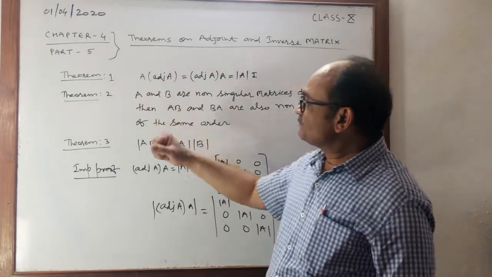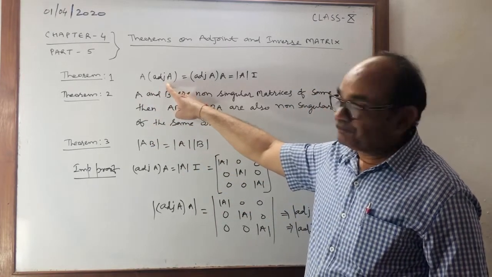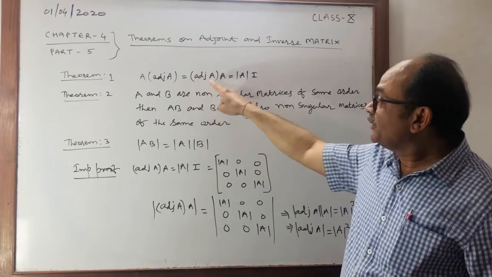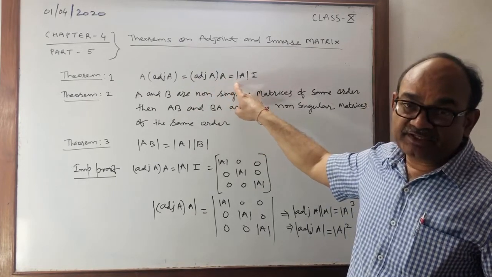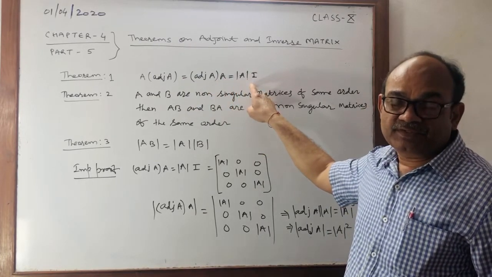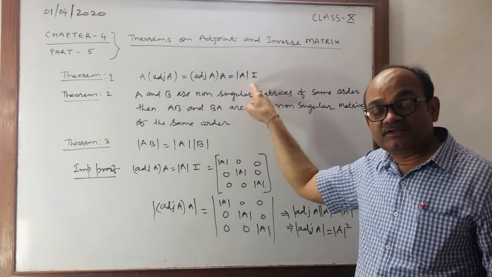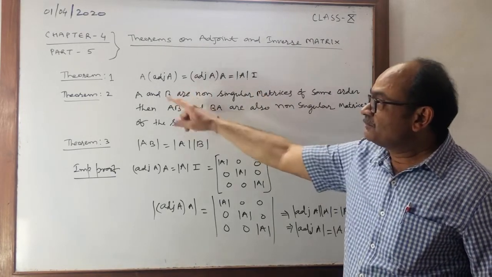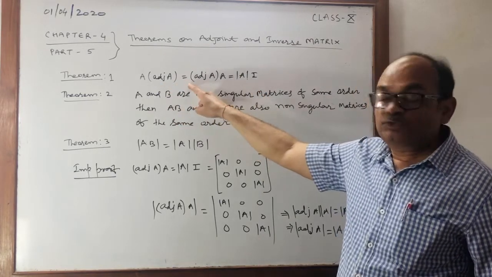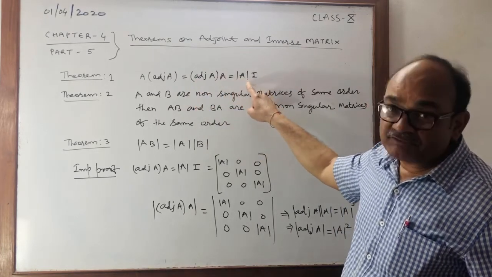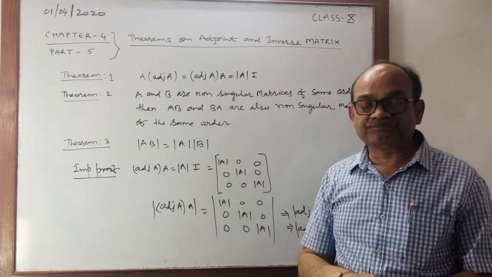Theorem number 1 is A into adjoint A equals adjoint A into A equals determinant A into I. Its proof is not in our course, so we can just learn the theorem: A into adjoint A equals adjoint A into A equals the determinant value of A into I.